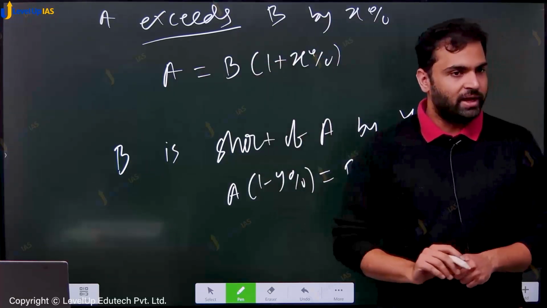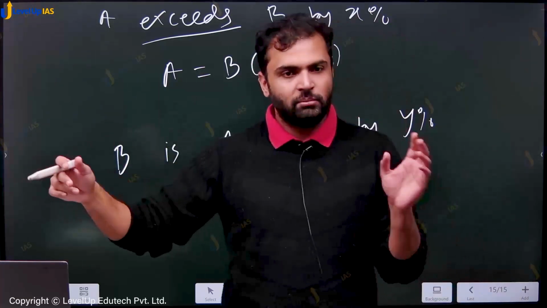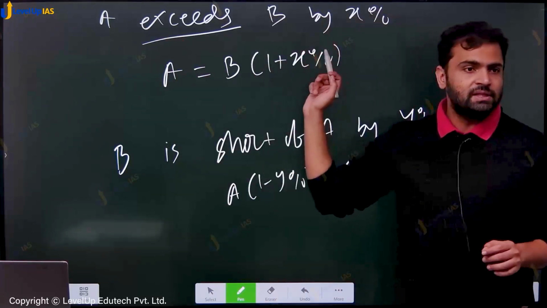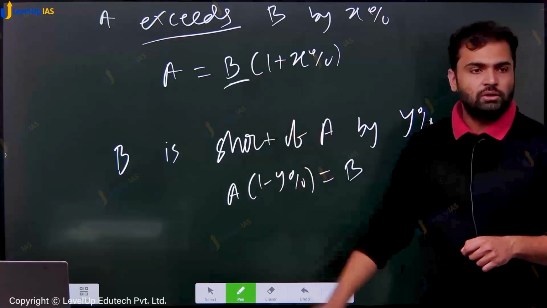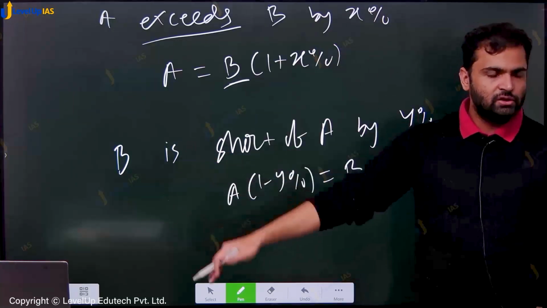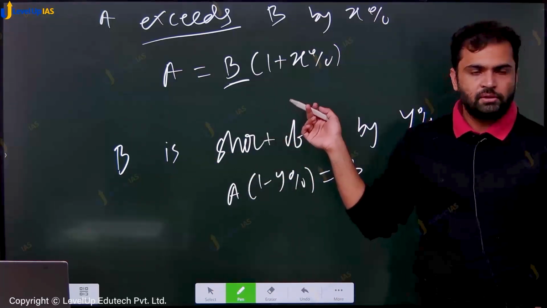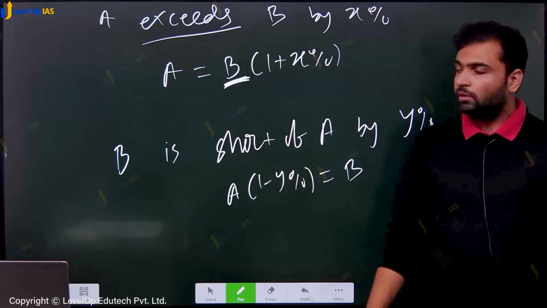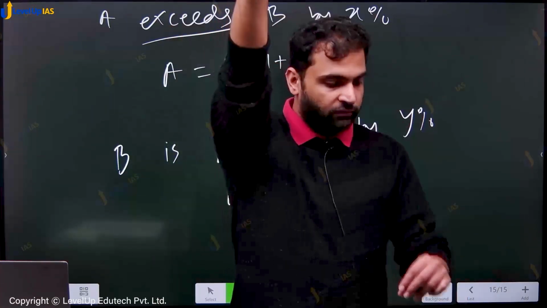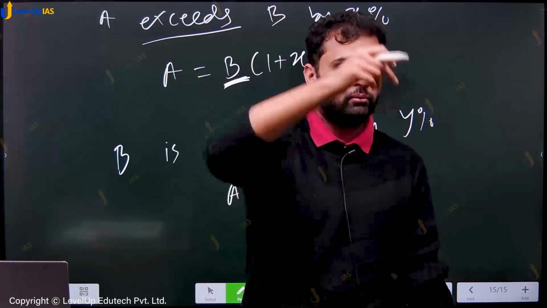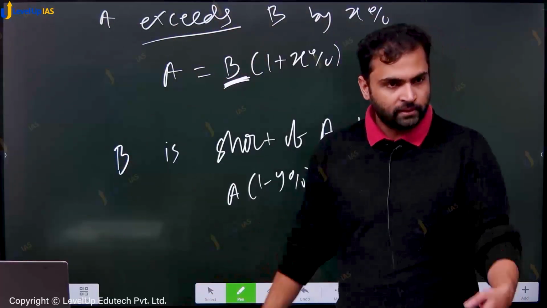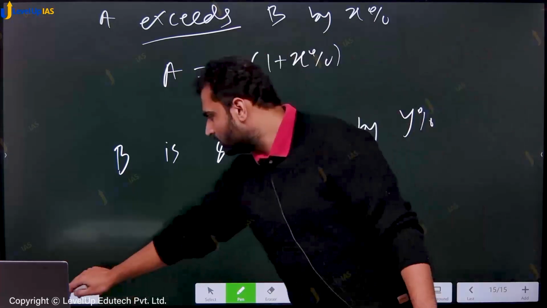A exceeds B by X percent. A is bigger, B is smaller. We have to increase B to reach A, and we are given the percentage difference is X percent. B, the smaller number, plus X percent of B is equal to a new number, old plus X percent of old. Here base is B. But if B is short of A, B is not known, A is known, वो जो है ना वो मेरे से छोटा है by Y percent. So A minus Y percent of A is equal to B. Terminologies का difference है.